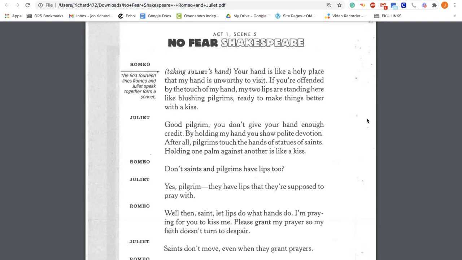All right, so now the scene shifts over to Romeo and Juliet. So Romeo has still been focusing on Juliet, this beautiful girl that he's seen, okay? And Romeo will take Juliet's hand.